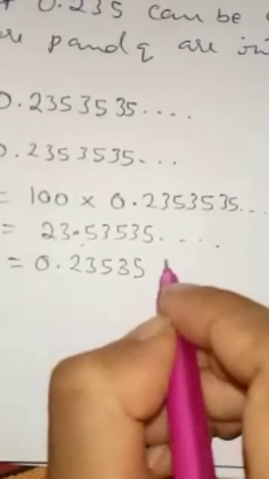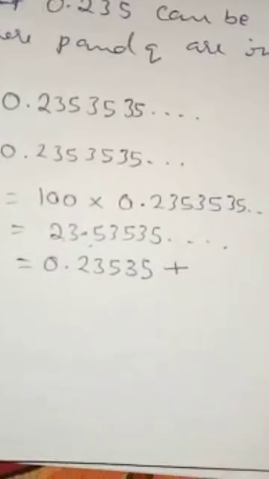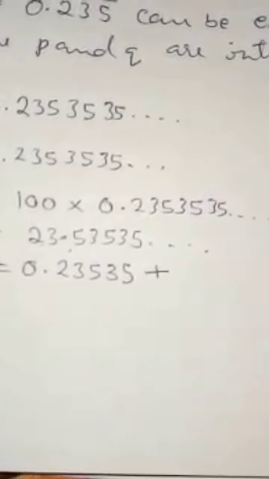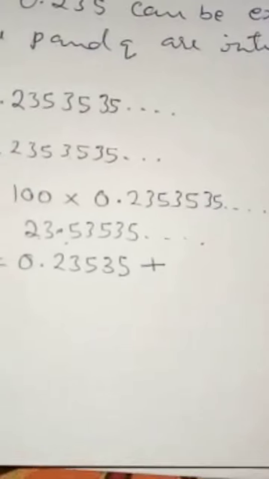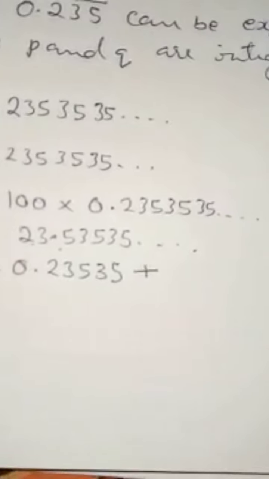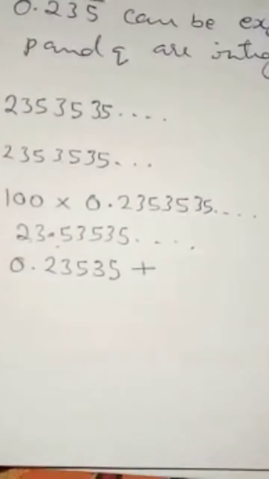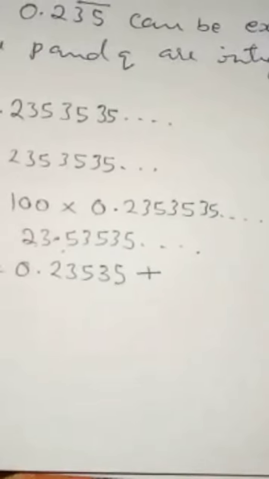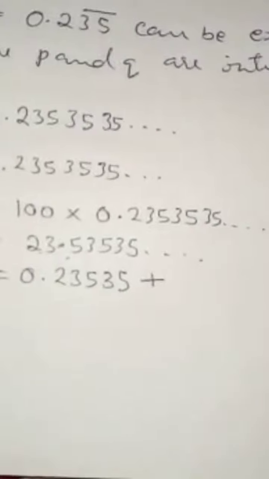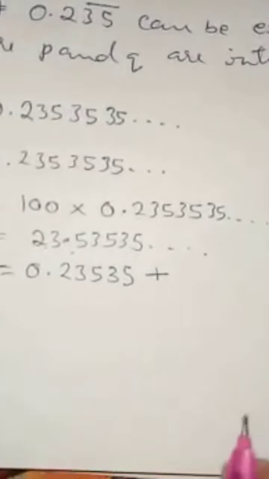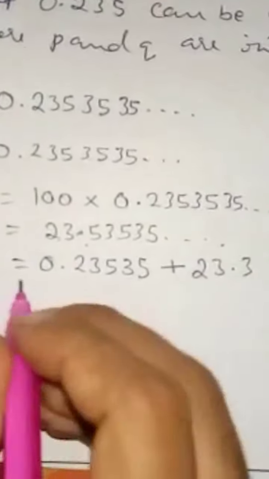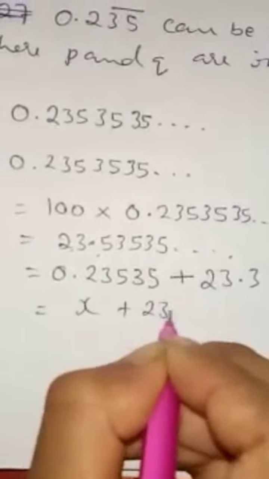So subtract 0.23535 from 23.5353 and so on. Now subtract it. 3 minus 3 is 0. 5 minus 5 is 0. 3 minus 3 is 0. 5 minus 2 is 3. 0.3 minus 0 is 3. Next 23. So 23.3 is the answer. So here it will be 23.3. So this is x plus 23.3.